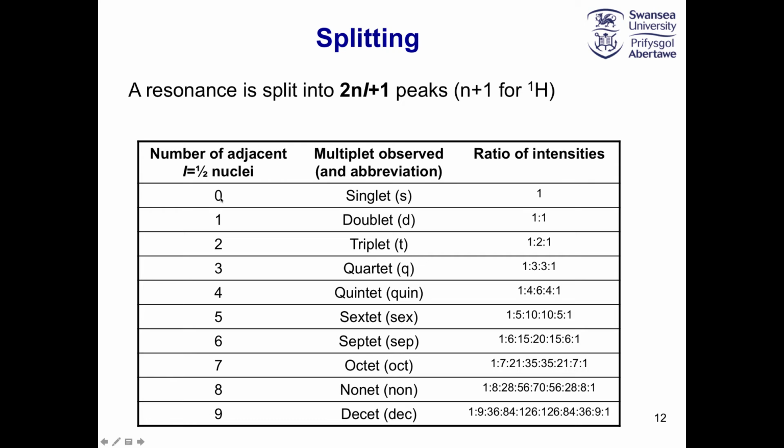So, if there are no neighbours, then a resonance is a singlet, 1 neighbour causes a doublet, 2 neighbours causes a triplet, and so on up to the rare and crazy cases where you have 9 neighbours causing a resonance to split into a decet. The ratio of the intensity of the lines is given by Pascal's triangle, where you keep adding the 2 adjacent numbers together to give the result in the next row. So, for example, in the triplet, the central line has twice the area of the 2 outside lines.